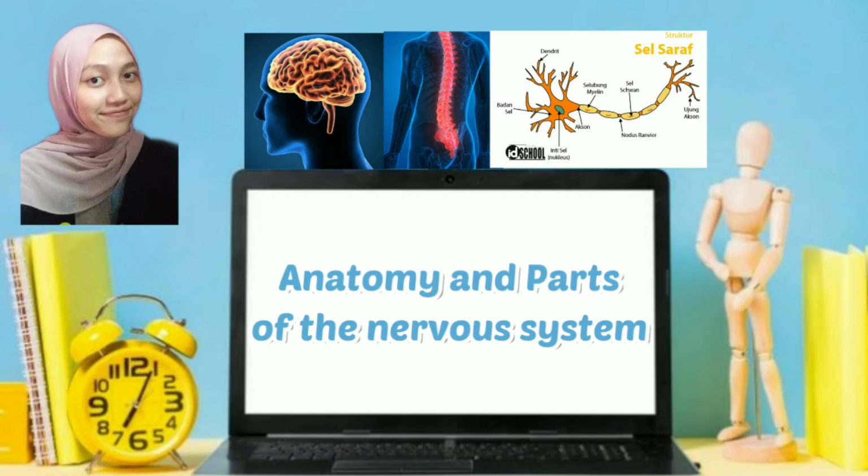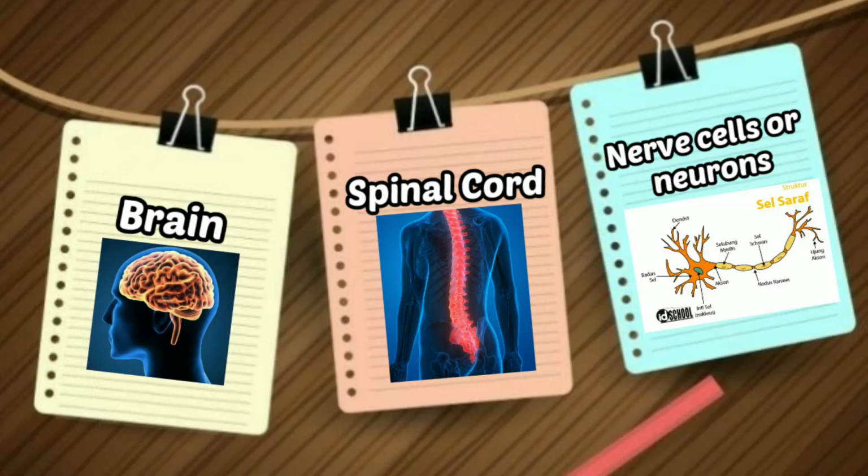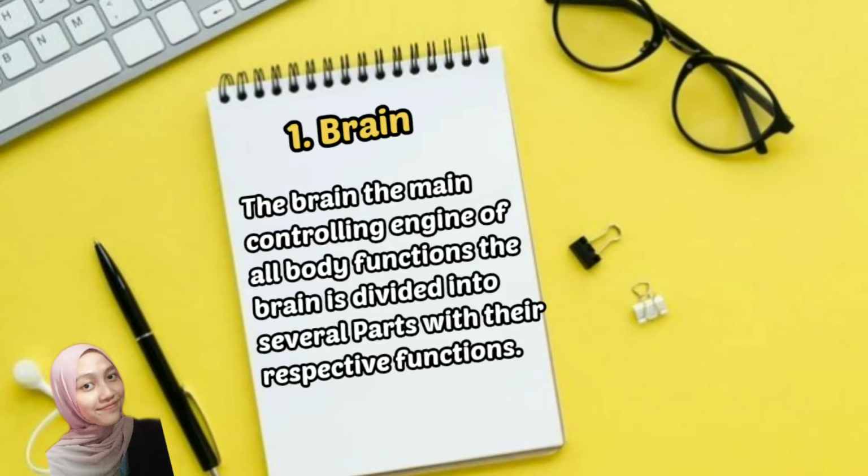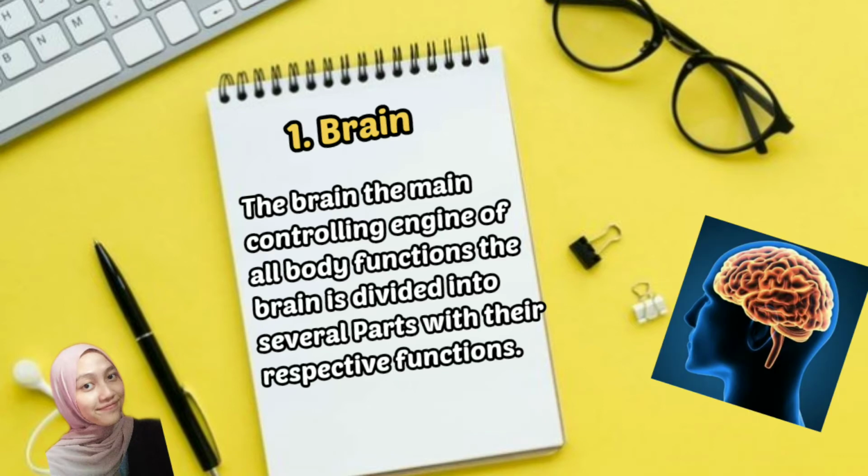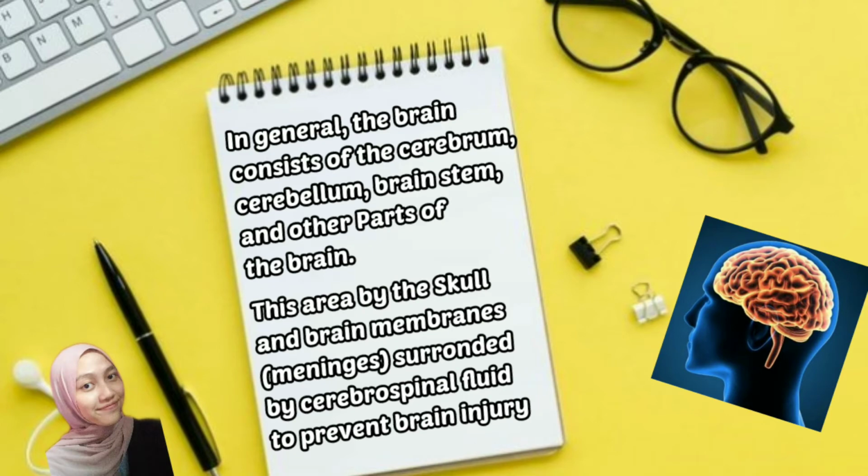Anatomy and parts of the nervous system: brain, spinal cord, and nerve cell or neuron. Brain. The brain is the main controlling agent of all body functions. The brain is divided into several parts with their respective functions. In general, the brain consists of the cerebrum, brainstem, and other parts of the brain. This area is surrounded by the skull and brain membrane, the meninges, and by cerebrospinal fluid to prevent brain injury.